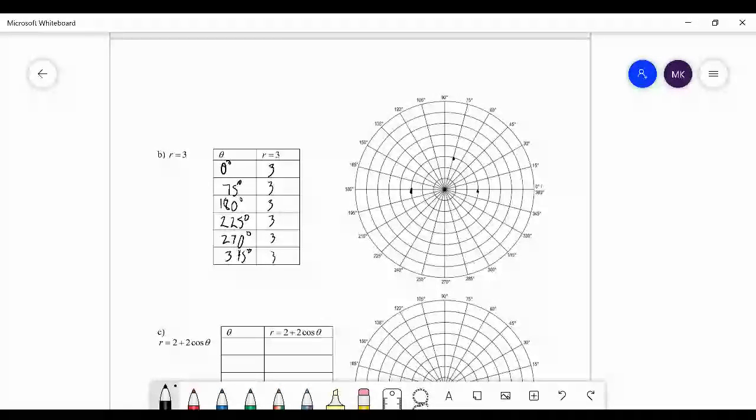Sorry, 3s, not zeros. 225, 3, 3, 3. And if you notice, this is just a circle with radius 3. Okay.